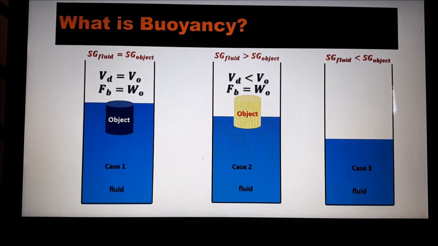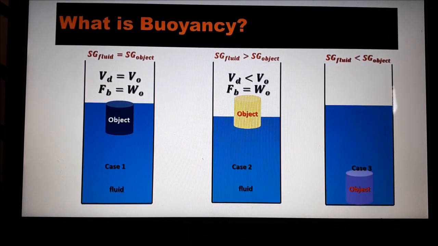Now for case number 3, assuming the specific gravity of the fluid is less than the specific gravity of the object, for example, stones or metal. When you put stone or metal, those kinds of objects will be completely submerged or sink in water. So it means that the volume of the fluid displaced is equal to the volume of the object. However, the buoyant force is insufficient to sustain the weight of the object. So these are some of the possible cases when you put an object in the fluid.